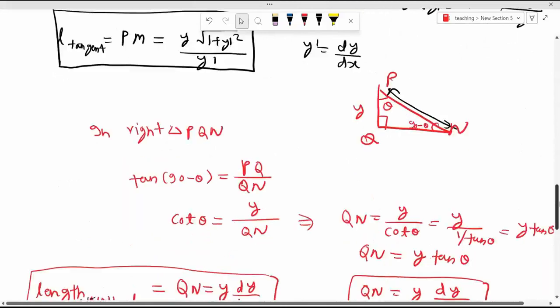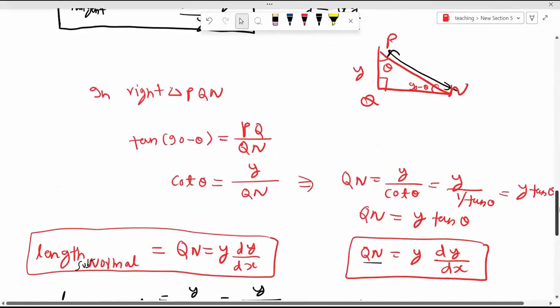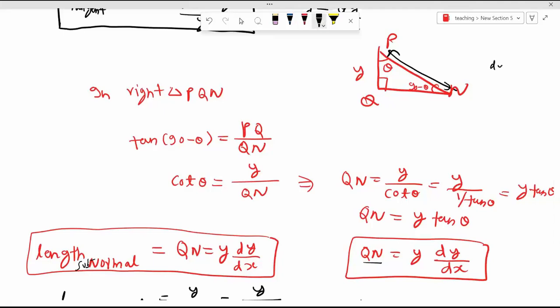Now we have to find the length of the normal. Then we take another right angle triangle, PQN. In this picture, PQ is known, and we have to find the values of PN and QN in the known terms, which are y and dy by dx. So first we apply tan of 90 minus theta in this triangle. Tan of 90 minus theta is PQ by QN. Tan 90 minus theta becomes cot theta, and PQ is y, so cot theta equals y upon QN. Then QN is y tan theta, so QN is y dy by dx. This is the length of the subnormal.